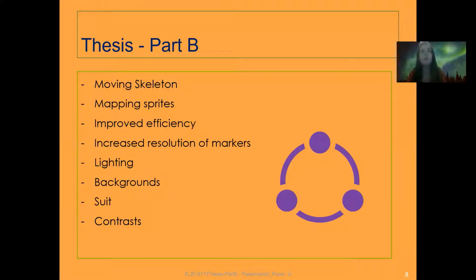So for Part B of the thesis, I created an algorithm that would automatically track the moving skeleton, so joining the points together based on an assorted array of closest points. And this was used to improve the efficiency of the algorithm and increase the resolution of the markers. Also, the moving image itself had to be improved, so I needed to create a higher contrast between the markers themselves and everything else.